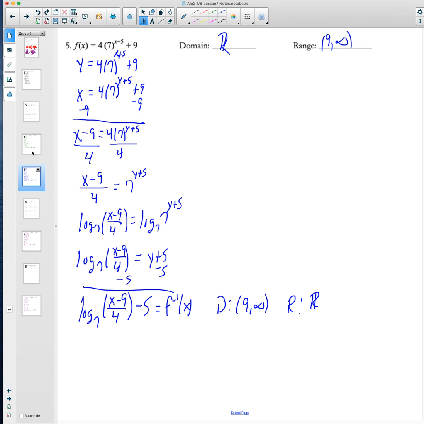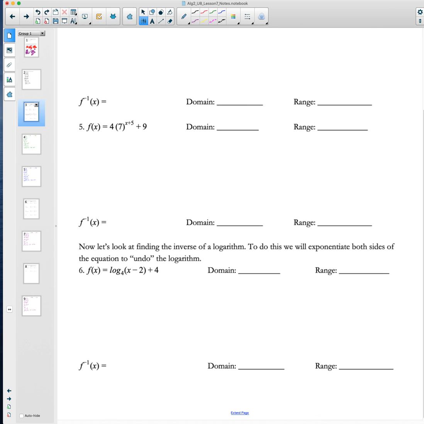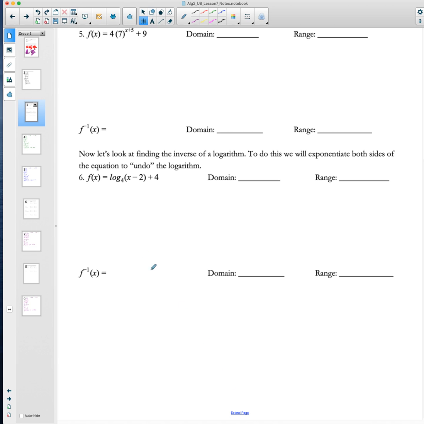So what we want to do now is look at how we find the inverse of a logarithm. It's really the same idea, but now we have to take the inverse of a log. What we call that is exponentiating, because we have to take an exponential of both sides. And you'll see what that looks like as we go through the mechanics. But the good news is the mechanics are mostly the same.